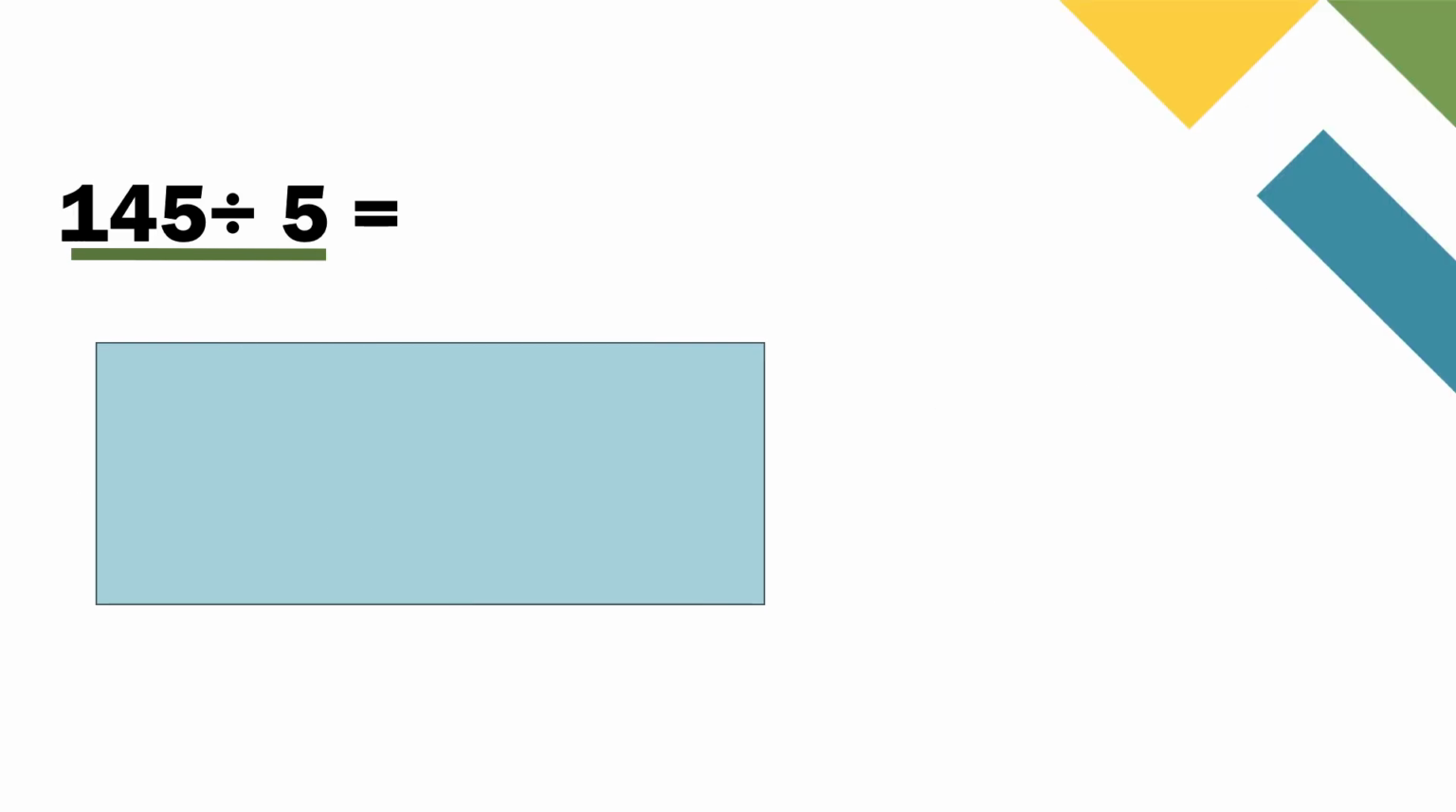145 divided by 5. This time, my box is going to need 3 boxes because I have 3 digits in that first number. 1 digit in each box. I'm dividing by 5, so it goes on the side. And my list this time is going to be for 5s. Start with 0.